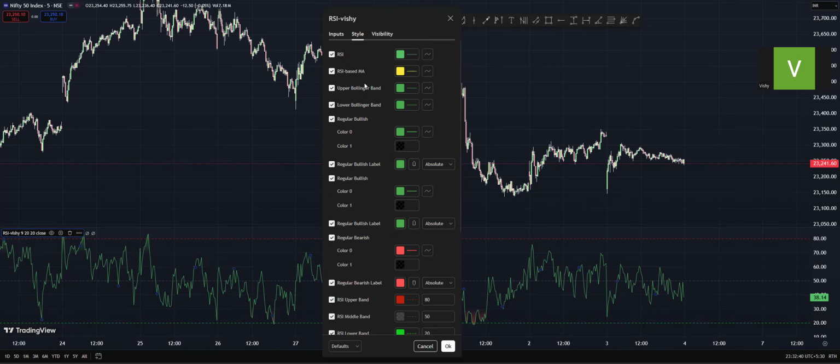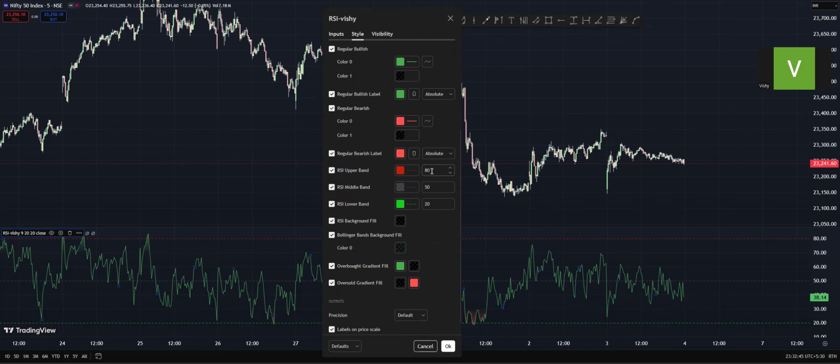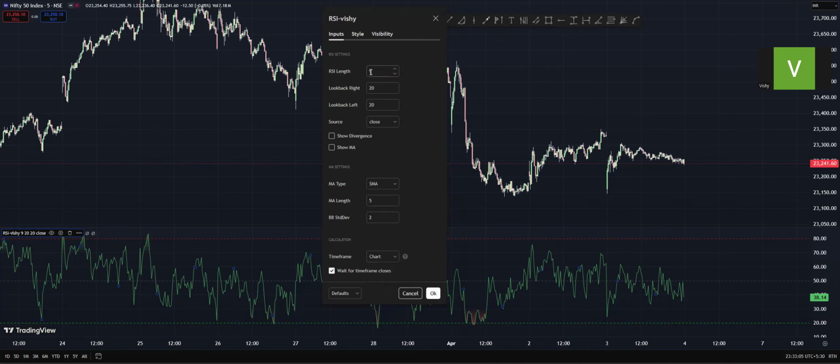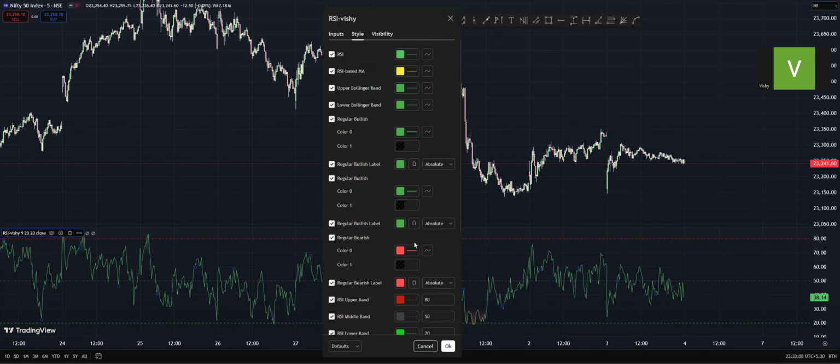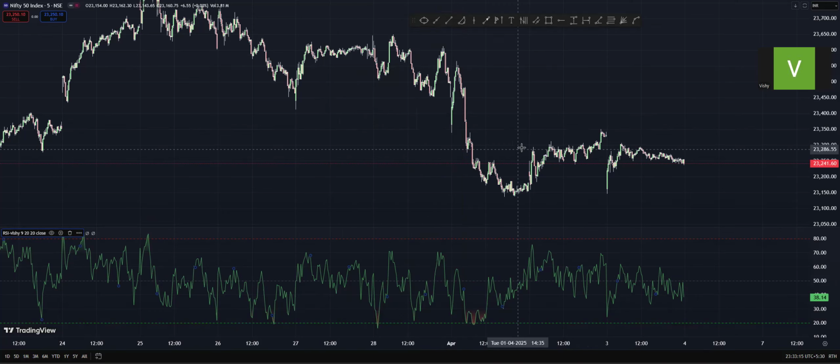Next, what you need to worry about is the RSI upper band, which is 80, and the lower band, which is 20. So these horizontal lines will be drawn. The red is your RSI 80, and this again is RSI 20. These are the levels which I also use for the RSI 80-20 system. So these settings you need to change. One is RSI 9, and in style, you go to the RSI upper band 80, RSI lower band 20. So that you need to do.